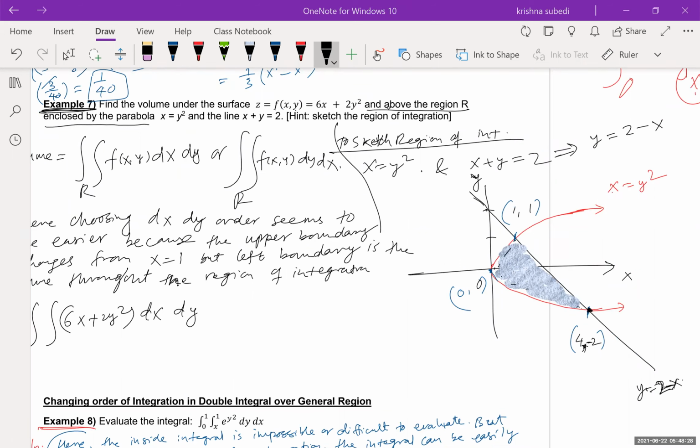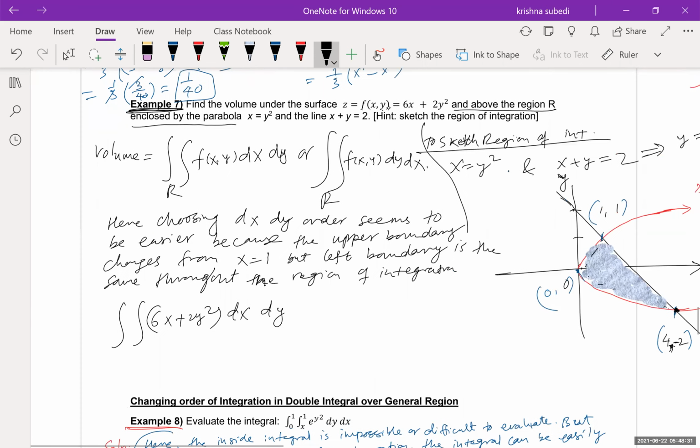So notice that dy is the outside integral. Therefore, the limit must be a number, and the lowest possible number for that is negative 2, and the highest possible number is 1. So the limit for y is done.